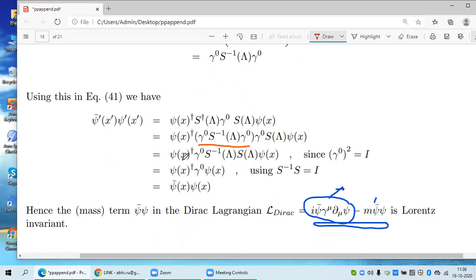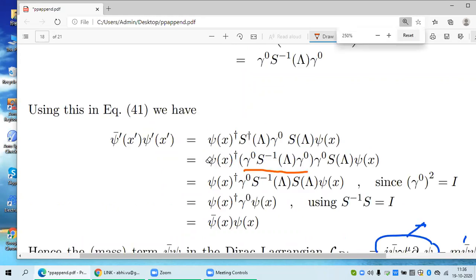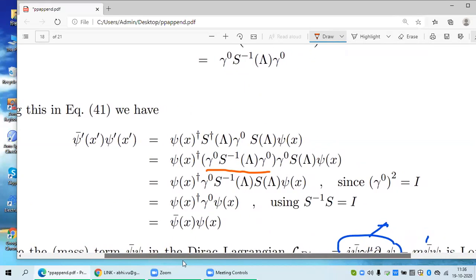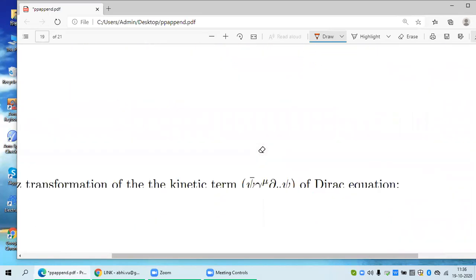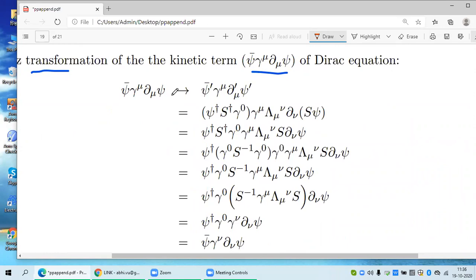Now again see that this gamma 0 will go up. Oh, sorry. This term. Psi bar is this. Now I have gamma mu, this delta mu psi prime, that I have to form. What is delta mu prime? How does this quantity transform under Lorentz transformation? Do you know?